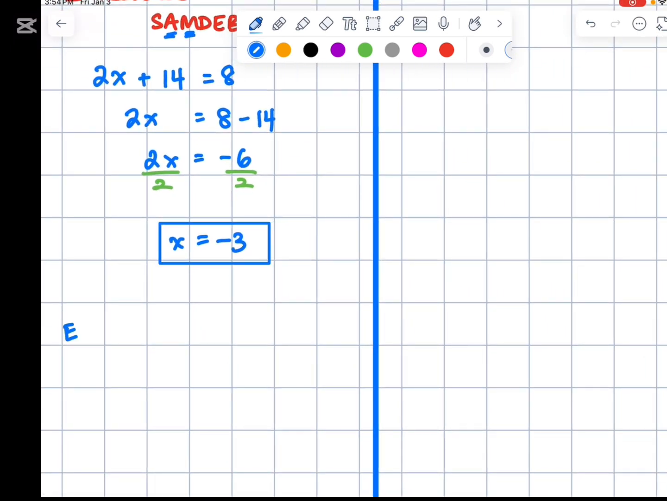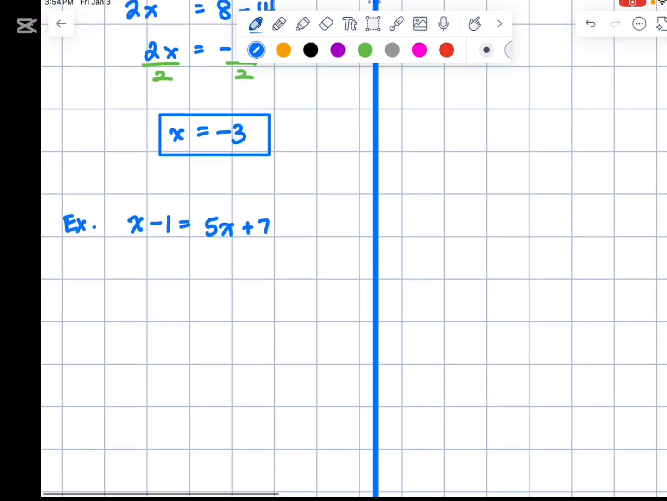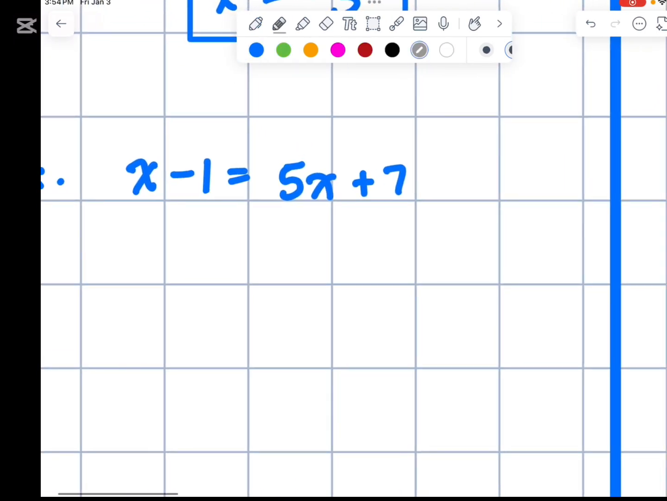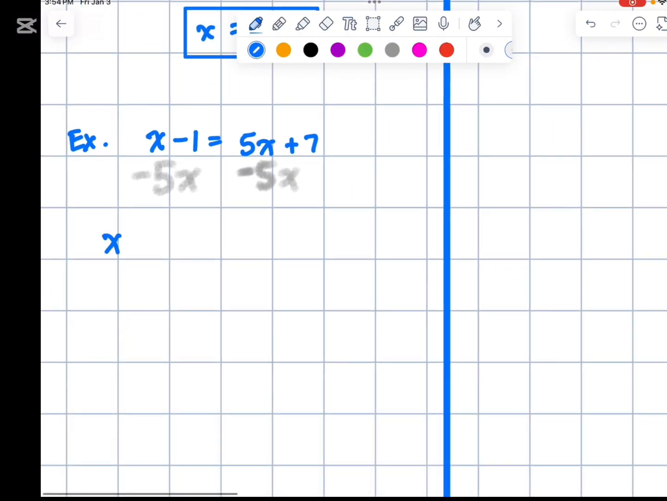So you could also have a question that looks something like this, x minus 1 equals 5x plus 7, where you've got x's on both sides. So what would you do there? I would move the x's, group them onto one side by saying, well, if that's 5x, I'm going to subtract 5x from both sides. So I have x minus 5x minus 1. This is gone. I have 7. I have negative 4x minus 1 equals 7.